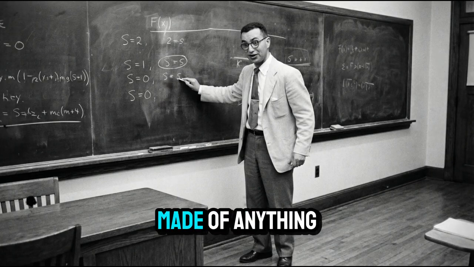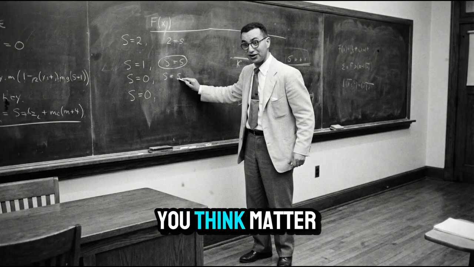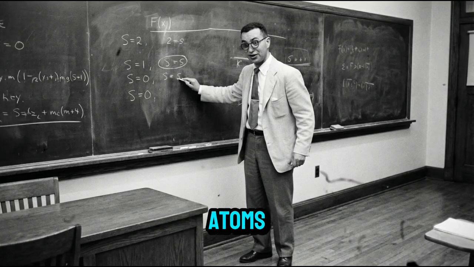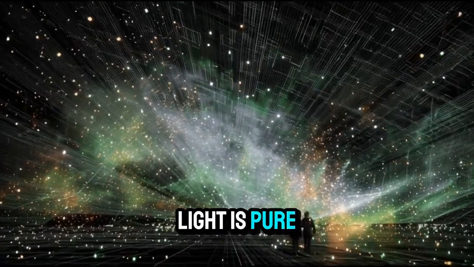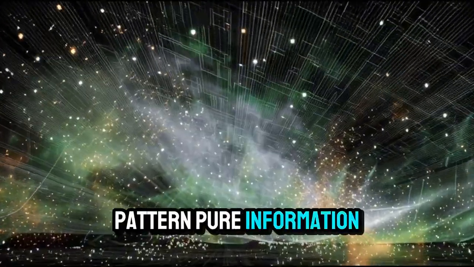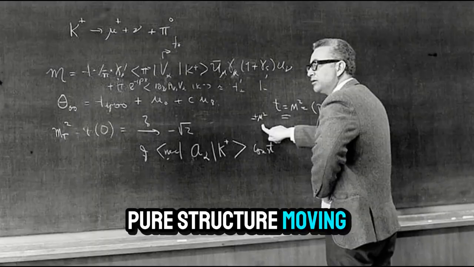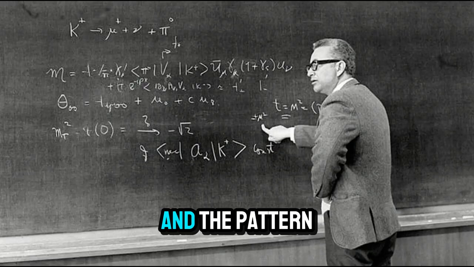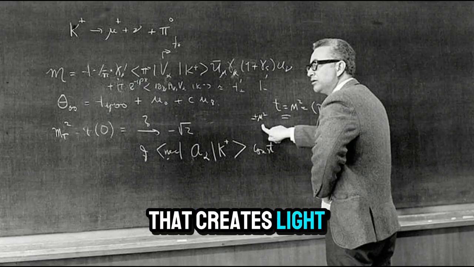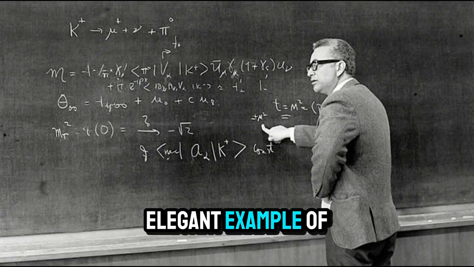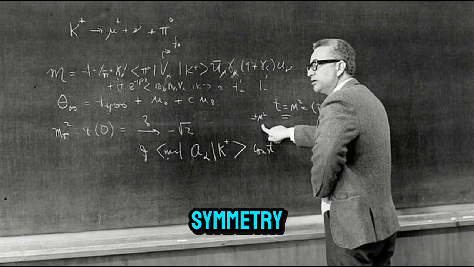Light isn't really made of anything in the way you think matter is made of atoms. Light is pure pattern, pure information, pure structure moving through space and time. And the pattern that creates light is the most elegant example of something called gauge symmetry. Let me show you what I mean.